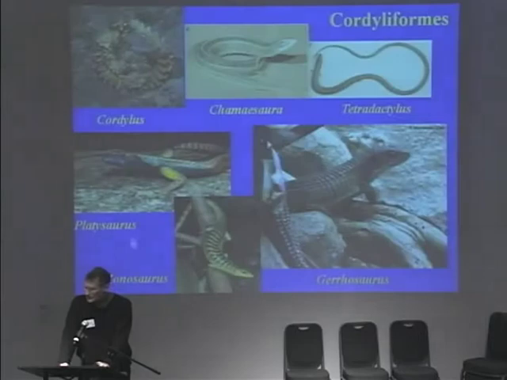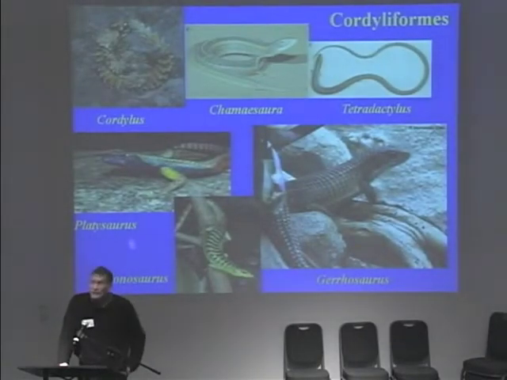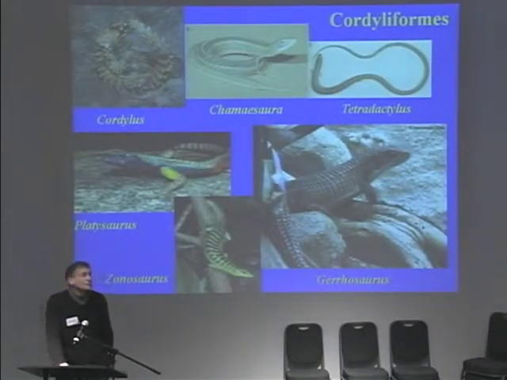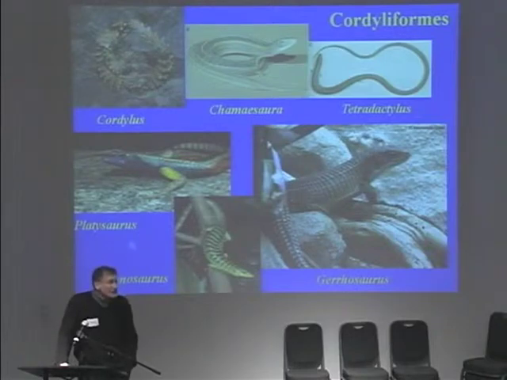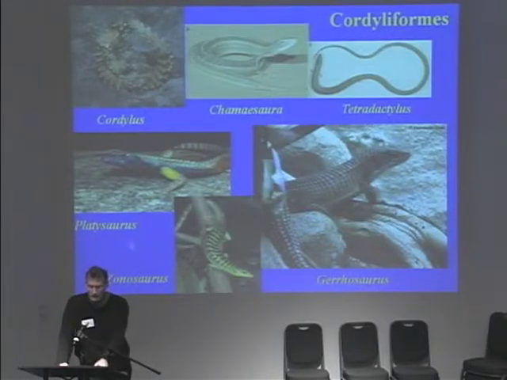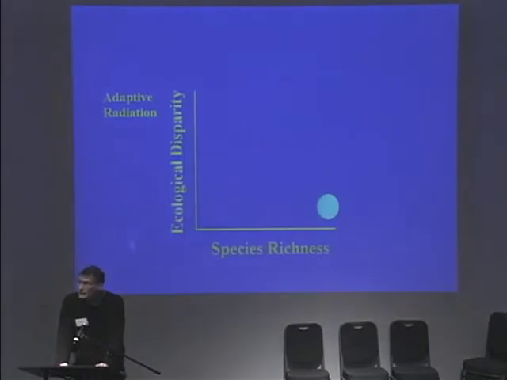Another example near and dear to my heart is a type of lizard, the Cordyliformes from southern Africa, a very ancient clade with relatively few species, but yet with a great variety of morphological forms occupying a wide variety of different environments. Now, on the other hand, some clades show the opposite pattern. They are extremely species rich, but have very little ecological diversity.